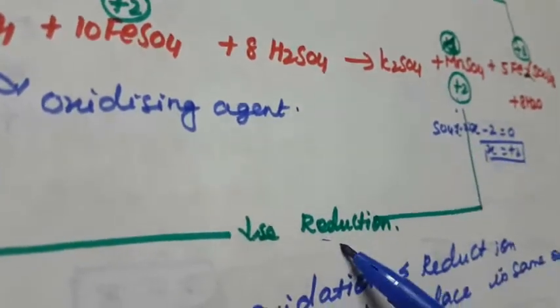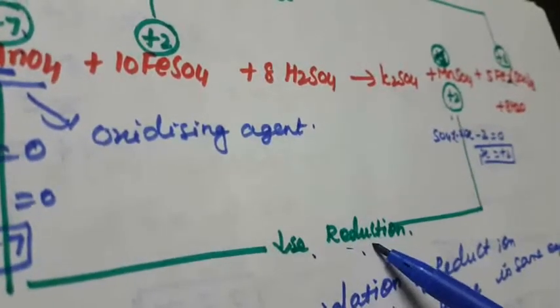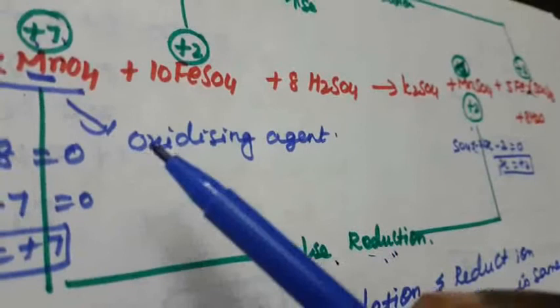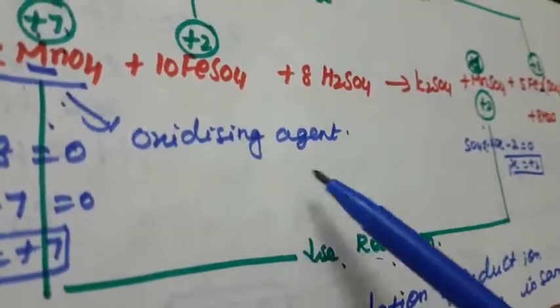So that is reduction, which takes place because the oxidation number decreases. The reduction takes place in that equation, so the reagent acts as an oxidizing agent.